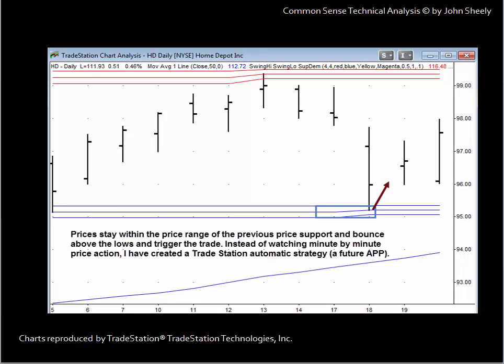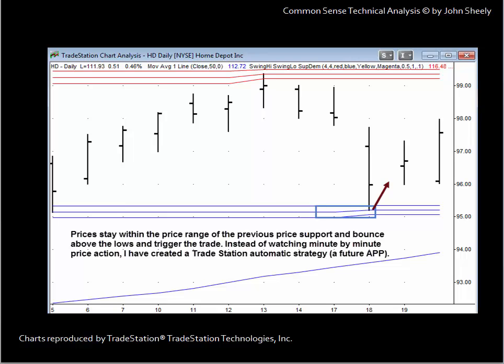As long as prices have stayed within this acceptable price zone, we'll place a long position, but only if prices have risen above the lows at an acceptable distance above the current lows.